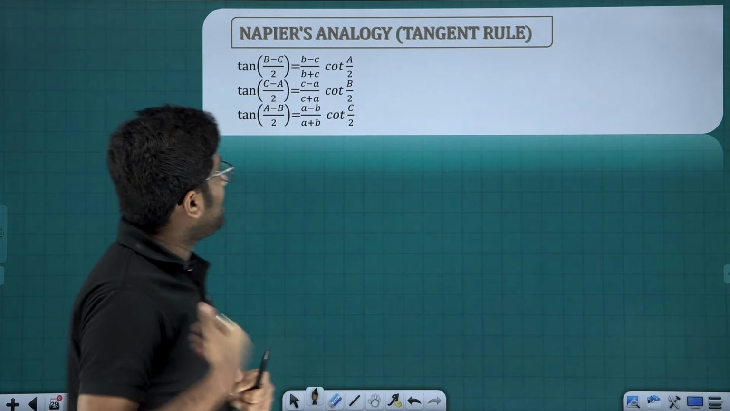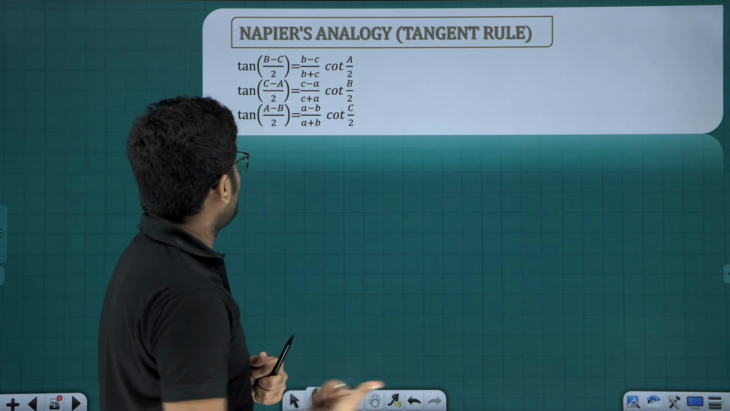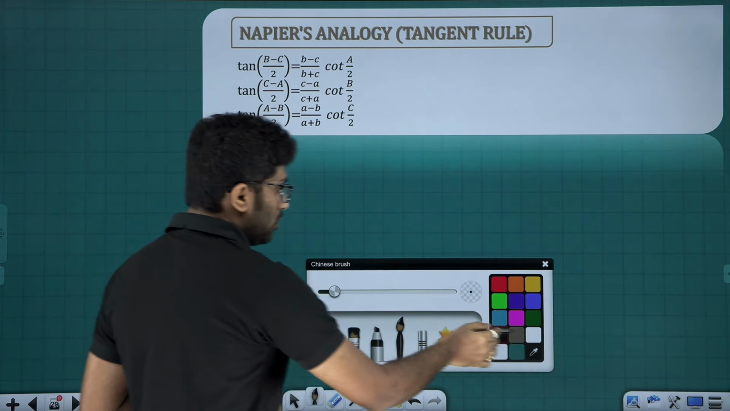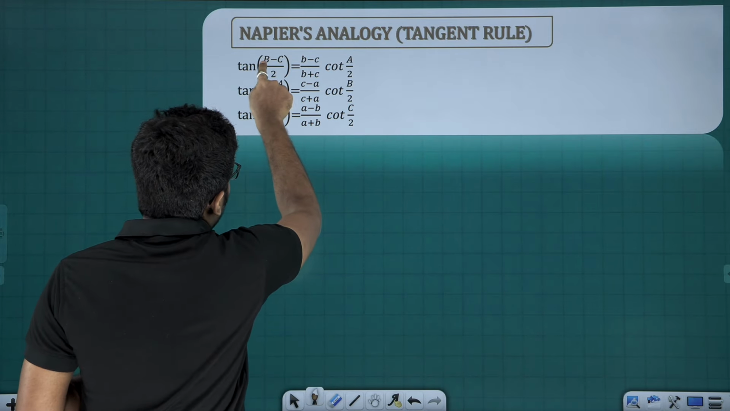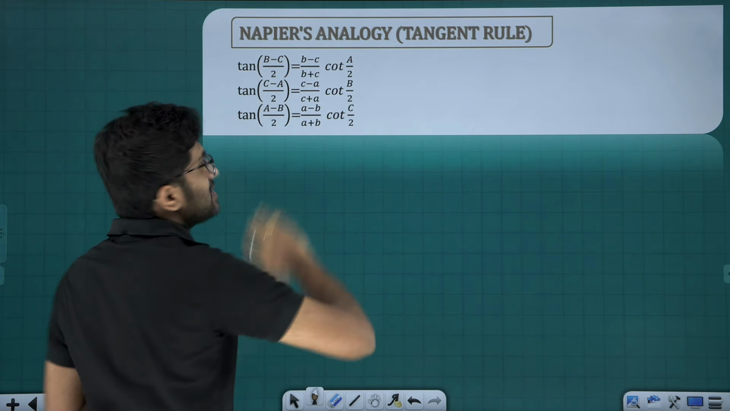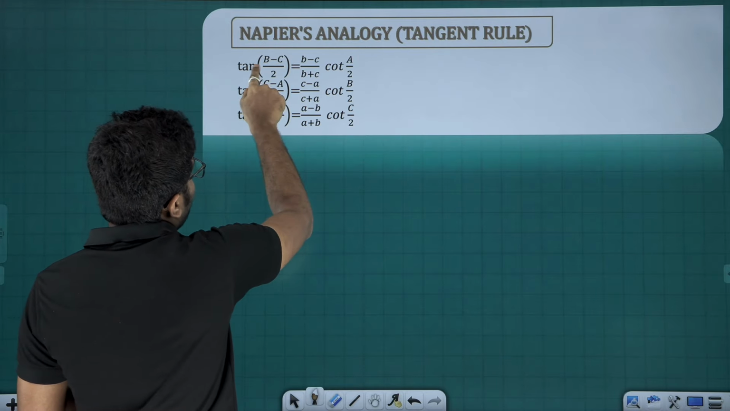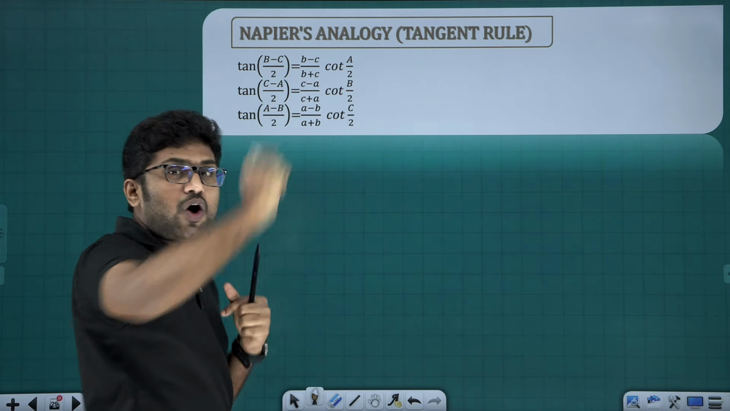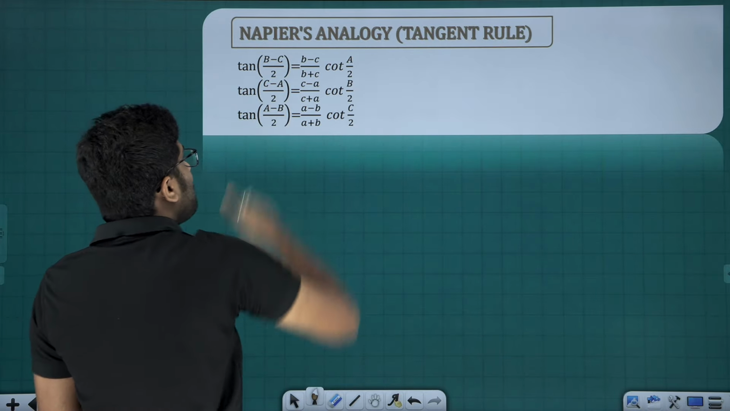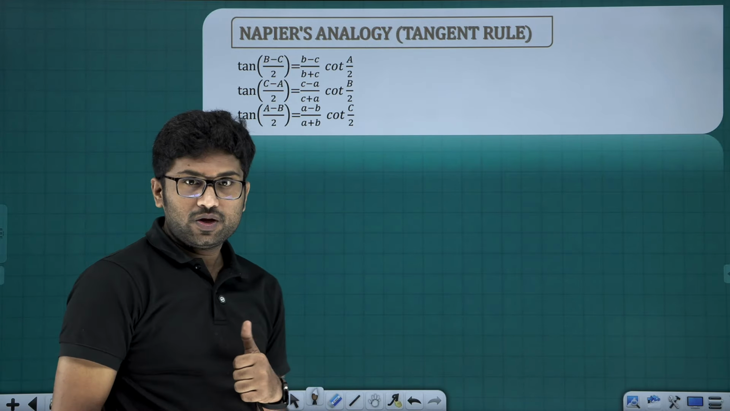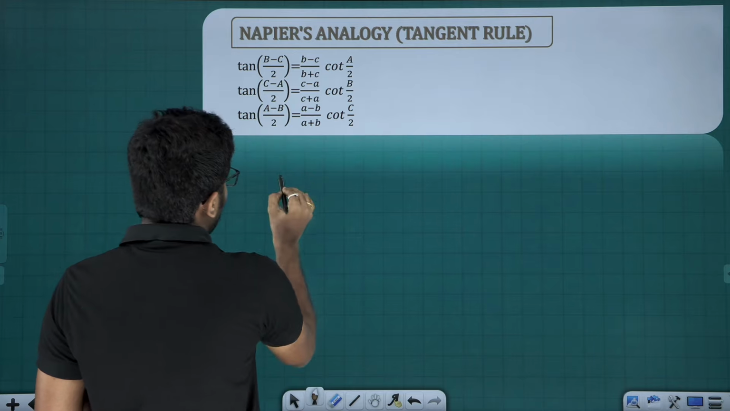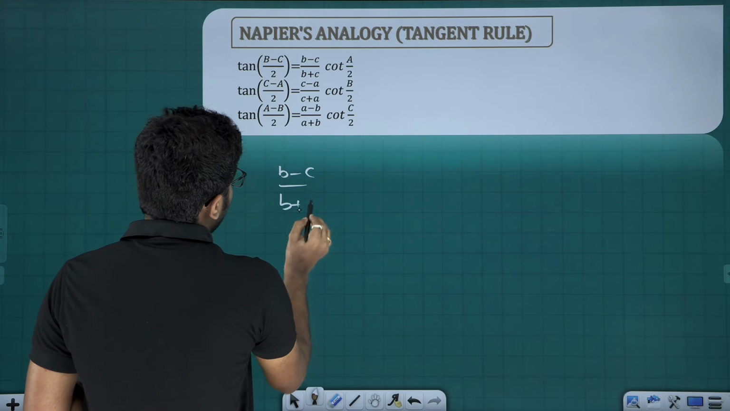Next, Napier's analogy, or we say tangent rule. So even this formula can be remembered by using symmetry, friends. You see, angle B minus angle C, so side B minus side C, that's it. And on the left hand side we have B and C, so the remaining will be cot of A by 2. So tan of (B minus C) by 2 is equal to (B minus C) by (B plus C) into cot A by 2. Proving is also so simple, just take B minus C divided by B plus C.